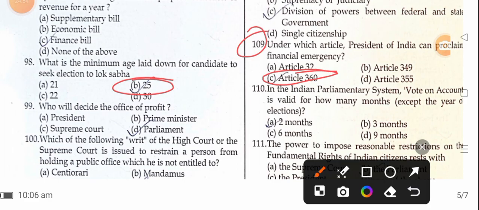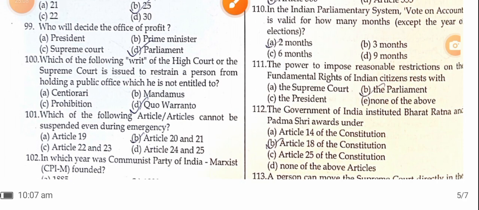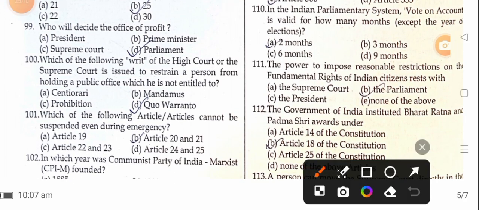Who will decide the office of profit? Parliament. Option D is the right one. In the Indian parliamentary system, vote on account is passed for how many months? 2 months. Option A is the right one. Which writ of the High Court or the Supreme Court is issued to restrain a person from holding a public office which he is not entitled to? Quo warranto. Option D is the right one. The power to impose reasonable restrictions on the fundamental rights of Indian citizens rests with the Parliament. Option B is the right one.